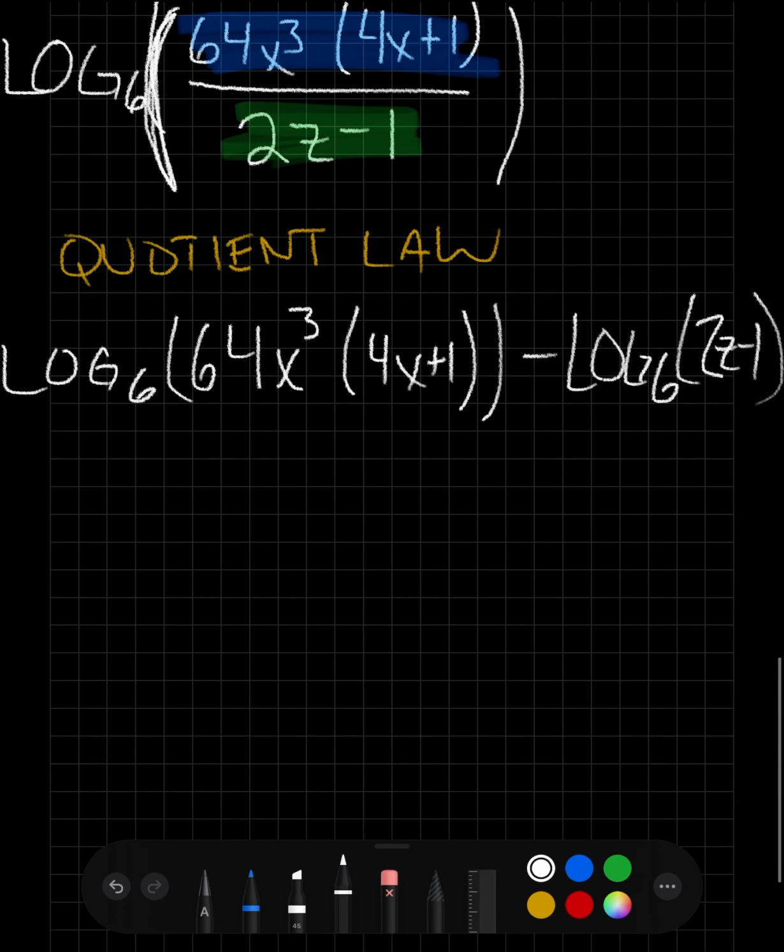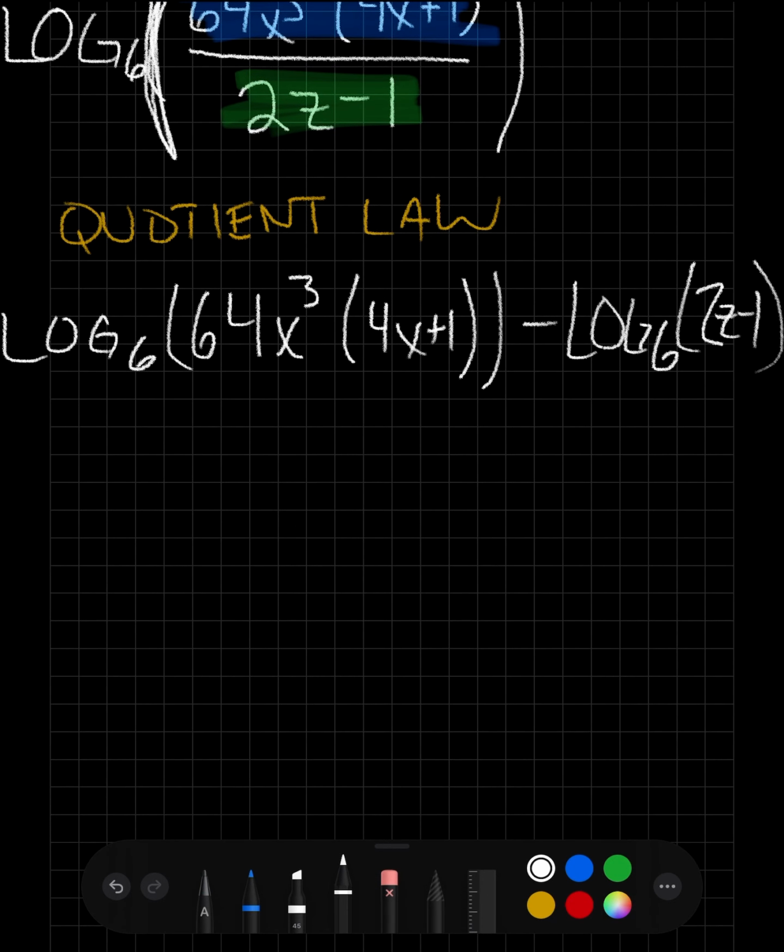All right. And now I'm going to use my product law, because I see here that I have a product. I have 64x cubed times 4x plus 1. So I'm going to use my product law.